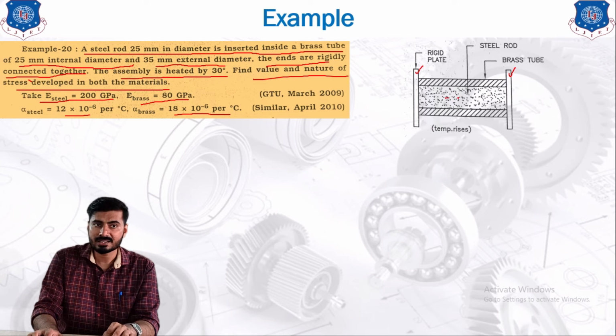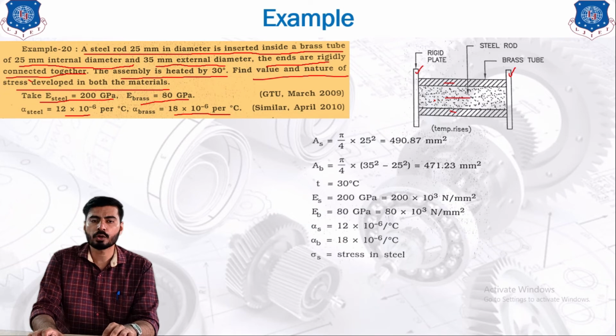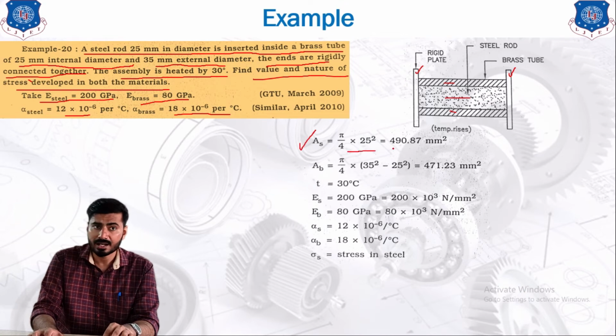Inside that there is a steel rod, and outside of it there is a brass tube. Both the materials are shown with different notation. Now we are going to list out the given data. First of all, the area of the steel rod can be calculated using the pi by 4 d square formula, which will give you the answer of 490.87 mm square.